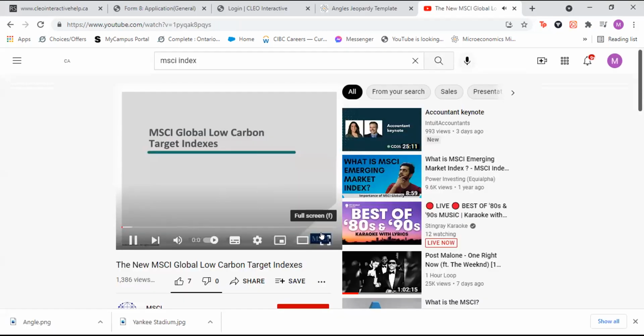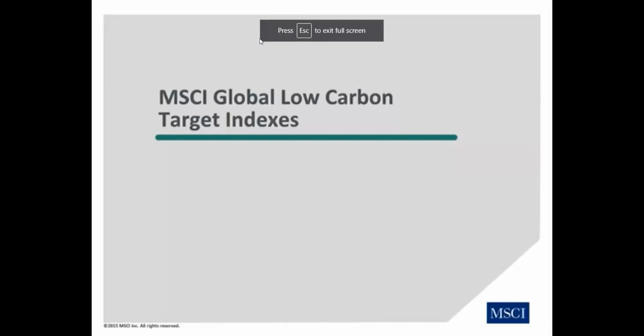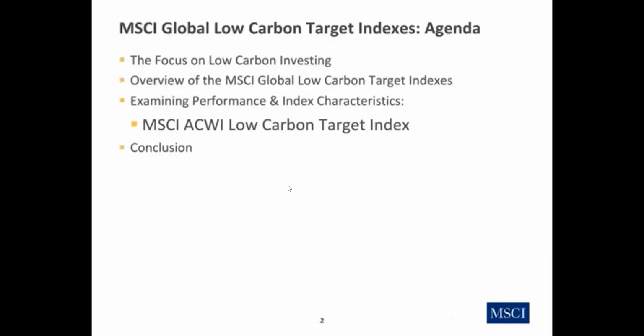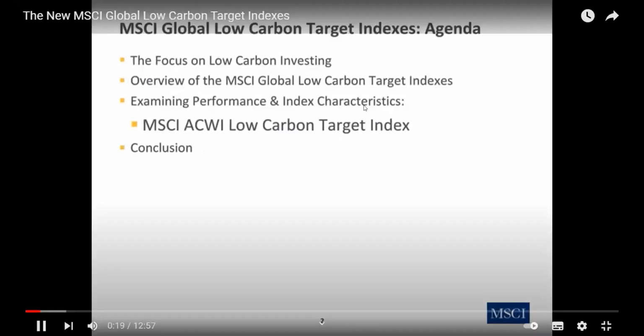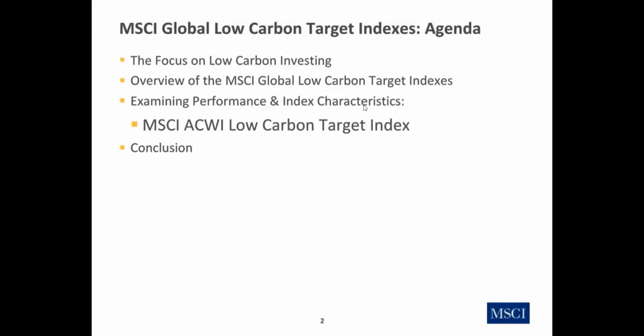MSCI's webinar covering the MSCI Global Low Carbon Target Indexes. Over the next 10 minutes, we will provide an overview of these indexes and why they are useful tools for global investors focused on low carbon investing. We will begin the presentation by providing a brief background on why investors are increasingly focused on low carbon investing. Next, we will provide an overview of the MSCI Global Low Carbon Target Indexes and how they achieve the needs of the growing group of investors focused on lowering carbon exposure.